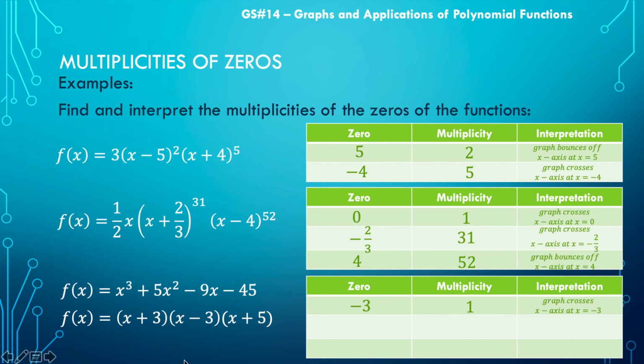The next factor, the factor in the middle, will give us a zero of x equals 3. The multiplicity is again 1, which means the graph will cross the x-axis there at x equals 3. And last, we have a zero of -5. The multiplicity is 1 one more time, and the graph will be crossing the x-axis at x equals -5.